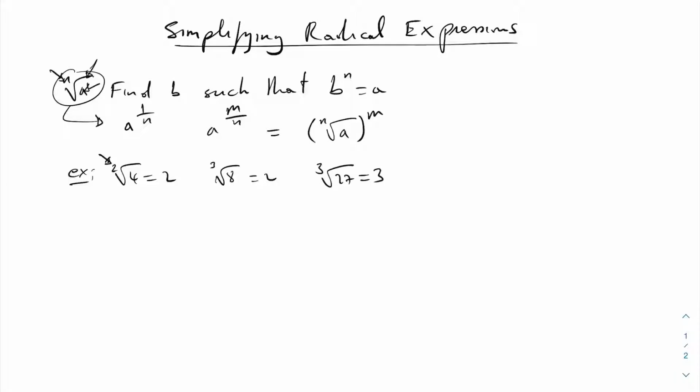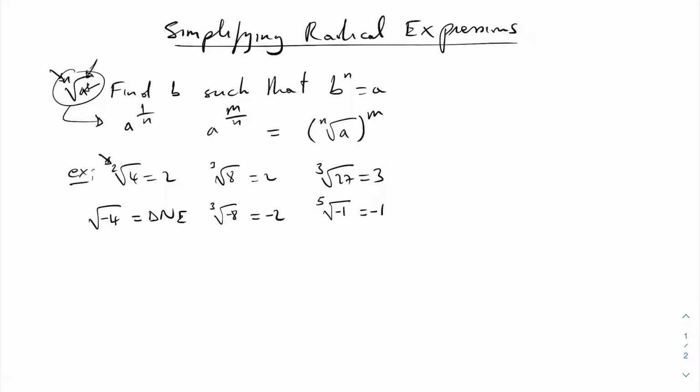Now, if I ask you for the square root of negative 4, this doesn't exist. The reason is that 2 times 2 is 4, but negative 2 times negative 2 is still 4, so that doesn't work. If I ask you for the cube root of negative 8, that's equal to negative 2, because negative 2 times negative 2 times negative 2 gives you negative 8. There are 3 negative signs, and together they turn into a negative sign again. Same thing here: the fifth root of negative 1 is going to be negative 1.